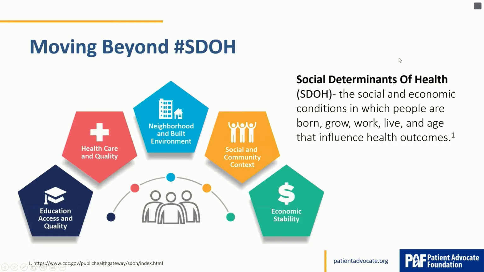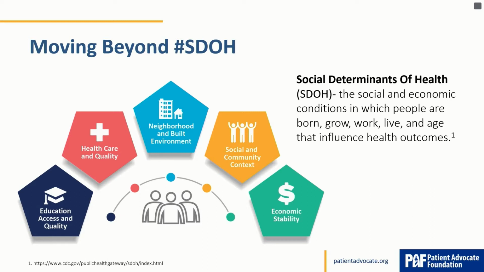So let's inject this a little more complicated. So I would imagine that a lot of the attendees and the people on this call have heard of social determinants of health, right? Hashtag SDOH. And when something becomes a hashtag, I feel like people use it and often don't understand exactly what it is. It becomes one of those buzzwords. And so I wanted to just walk us through what social determinants of health are. So social determinants of health really are the social and economic conditions in which people are born, grow, work, live, and age that influence health outcomes.